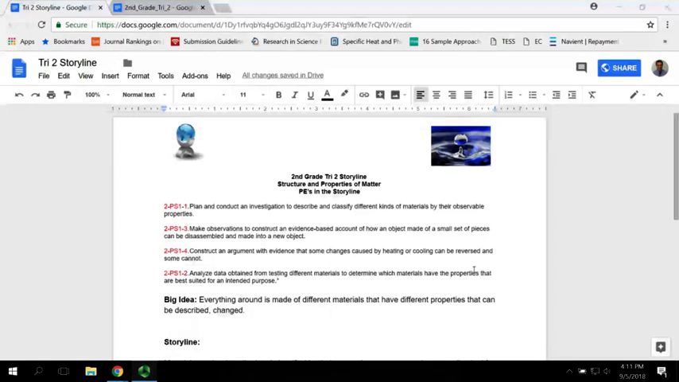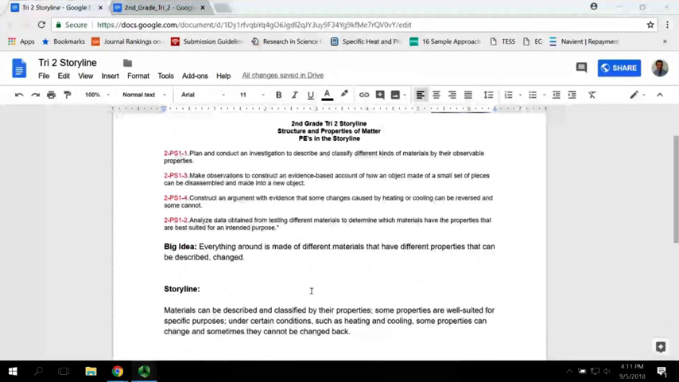This unit is about properties and matter. Students will be classifying different materials based on their properties and recognizing some physical and chemical changes. So you can see the bundle of standards here. The big idea that will drive the unit for the students that you'll develop after the initial engagement activity is everything around us is made of different materials that have different properties that can be described or changed.